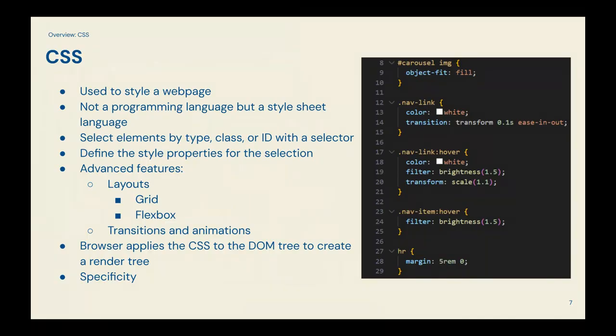And you can even be more specific about which elements in the document that you want to apply those style properties to. So, for example, in line 8, you can see that there's a space, there's a hashtag carousel and an image. And what this means is that whatever style properties are within the brackets, are going to be applied to any elements that have a type of image that are a descendant of an element with the ID carousel.